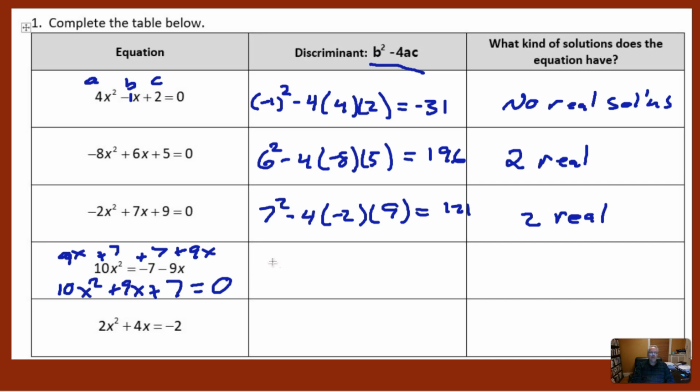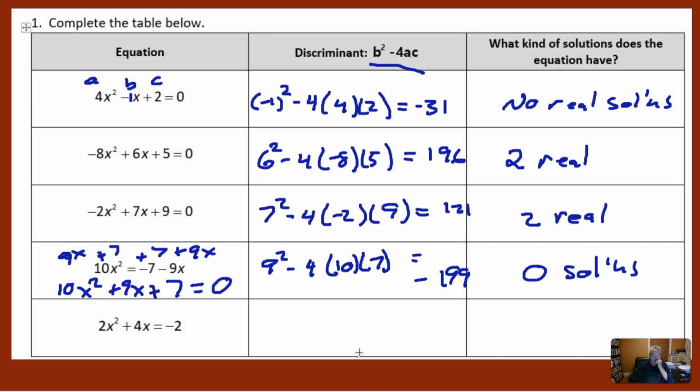And so if I find the discriminant, it would be 9 squared minus 4 times a, which is 10, times 7. And this time we get negative 199. So 0 solutions. No real solutions.